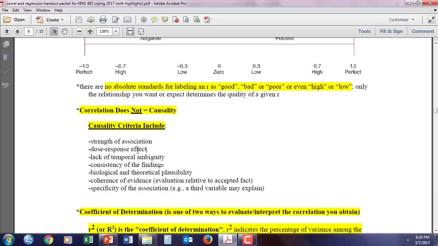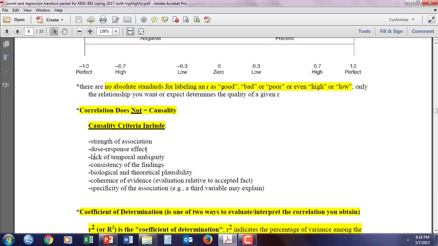So there needs to be this dose response effect in place if we're going to assume causality. This next one is extremely important and is one I oftentimes use as an example on exams. So please make sure you understand this word temporal. It means time. If something causes something, the causal factor should precede the outcome or the response in time.